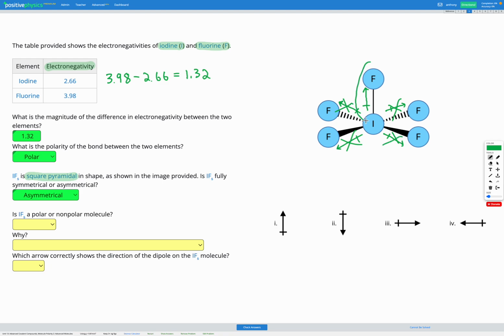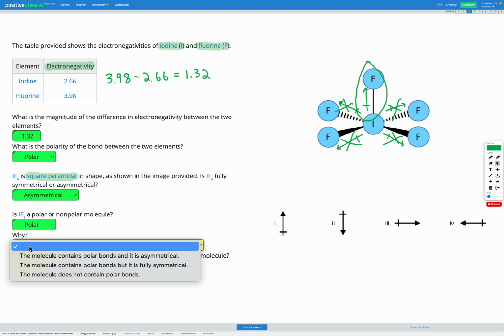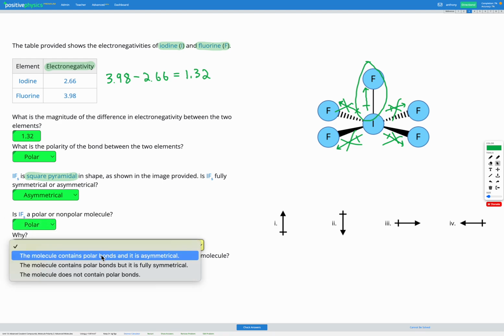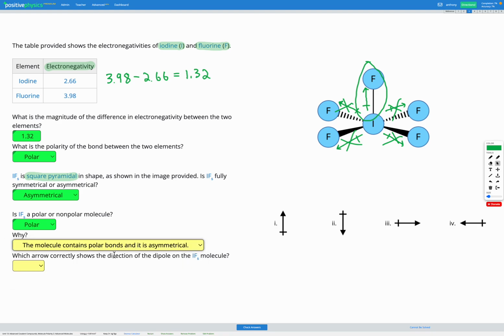However, this arrow here that's pointing upwards doesn't have anything to cancel it out below because there's no atom attached here. It's an empty space with a lone pair. So as a result, we do have a dipole on this molecule as a whole because it's asymmetrical. So is this a polar or non-polar molecule? It's polar. The reason why is that it contains polar bonds and it is asymmetrical.